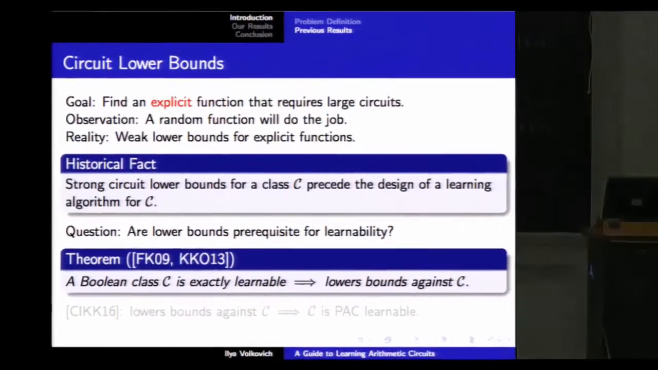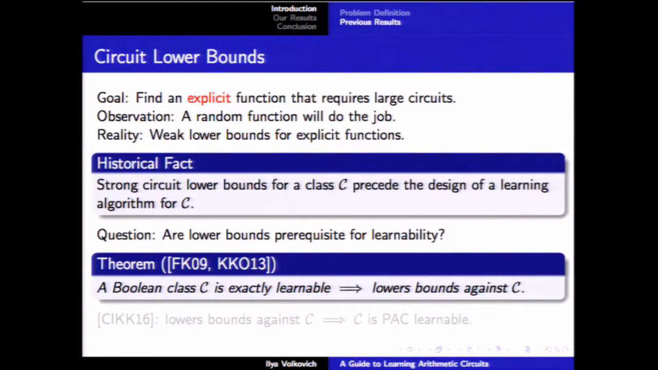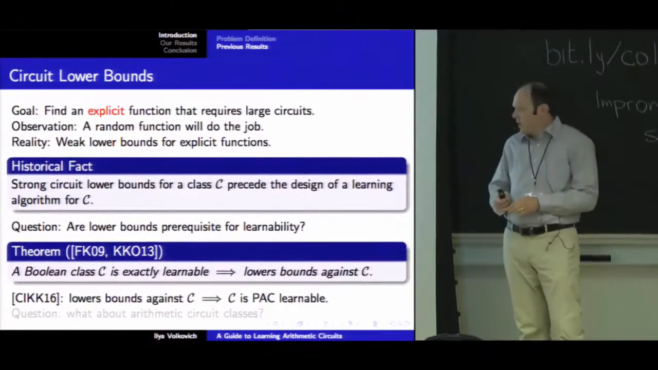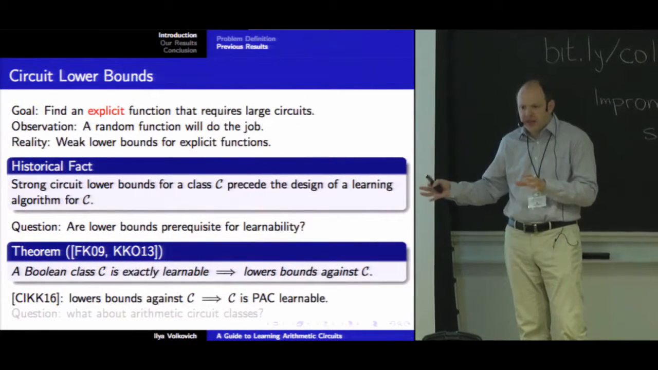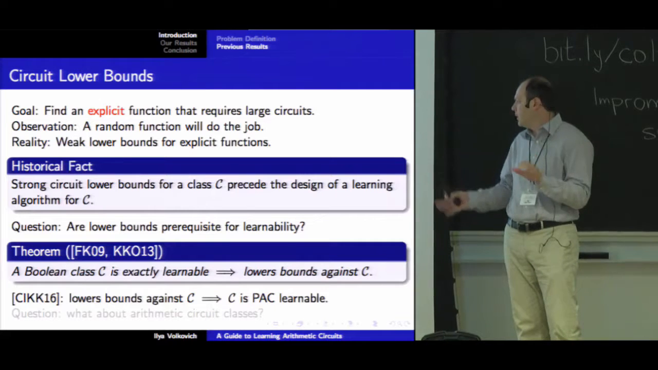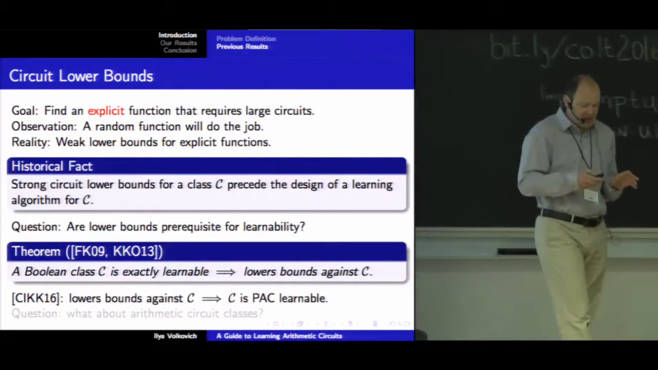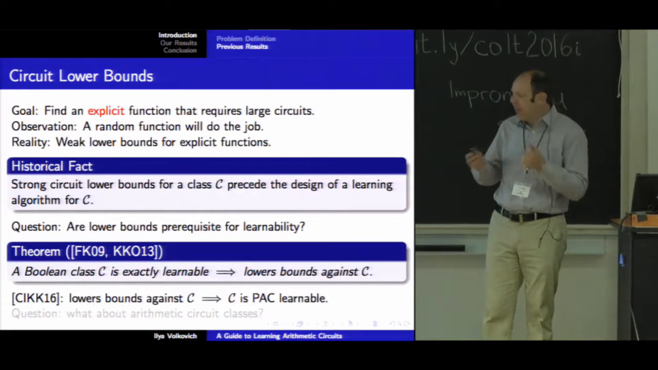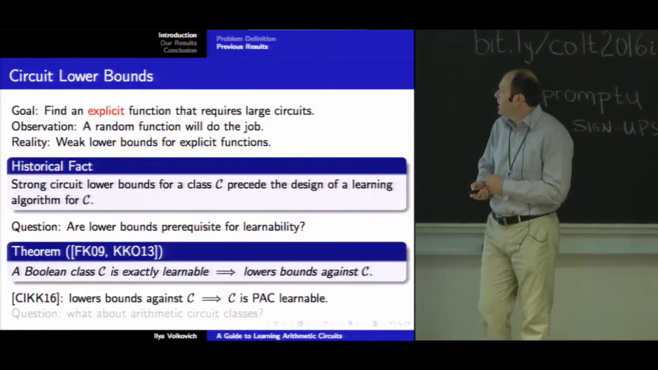That's what they show: that if a Boolean circuit class is exactly learnable, then it automatically implies strong explicit lower bounds against this class. So it's a formal connection. What's even more interesting is the recent result that shows that a reverse direction also holds. There is a result that will be at CCC that shows that if you have a lower bound of a certain kind, then we can turn this lower bound into a learning algorithm, a PAC learning algorithm, which is, I think, very, very interesting. So learning and lower bounds have a lot in common.